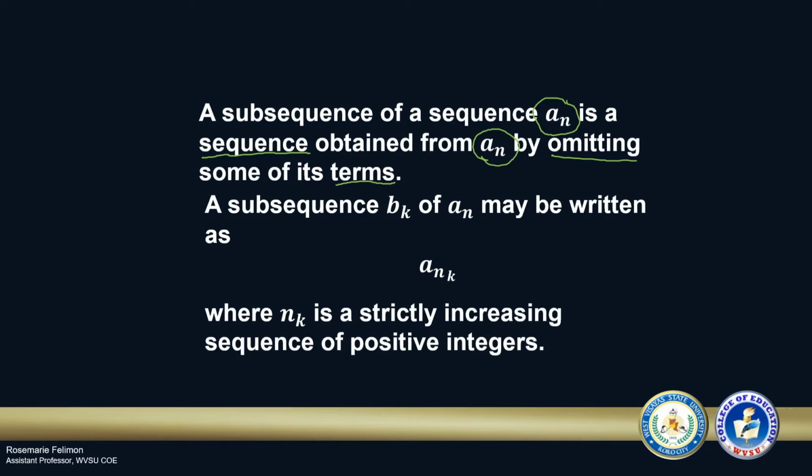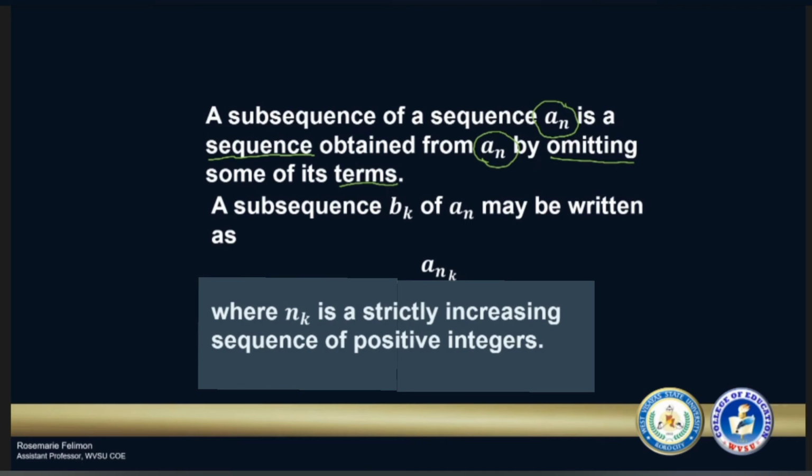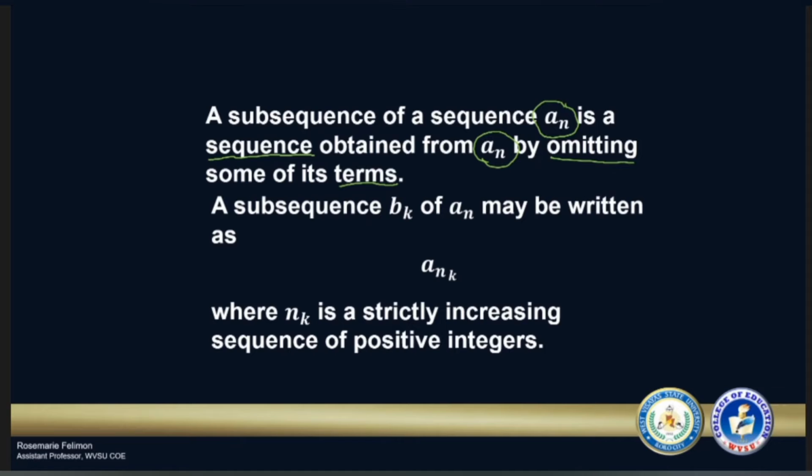A subsequence b_k of a_n may be written as a_{n_k}, where n_k is a strictly increasing sequence of positive integers. So we have to take note that we have b_k as a notation, and that is with respect to a_n. And we write b_k as a_{n_k}, where n_k is a sequence, not just any other sequence, but a strictly increasing sequence.